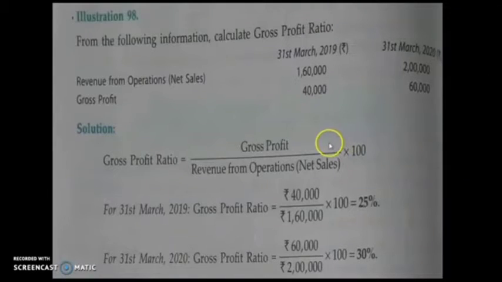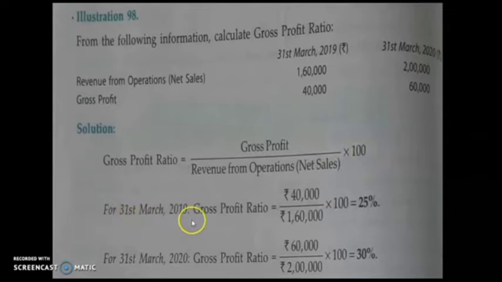Now let us do one problem. From the following information, calculate gross profit ratio. You are given the revenue from operation, that is net sales, and gross profit. Two years' amounts are given to you, so you have to calculate gross profit ratio for the two separate periods. Let us first of all write the formula. Gross profit ratio is equal to gross profit divided by revenue from operation, that is net sales, into 100.